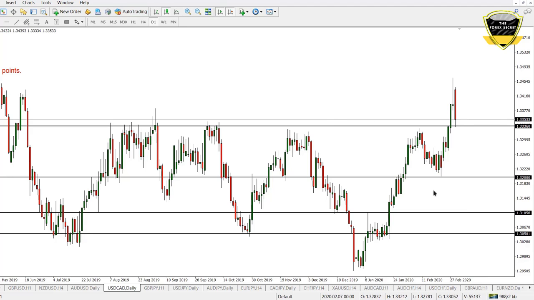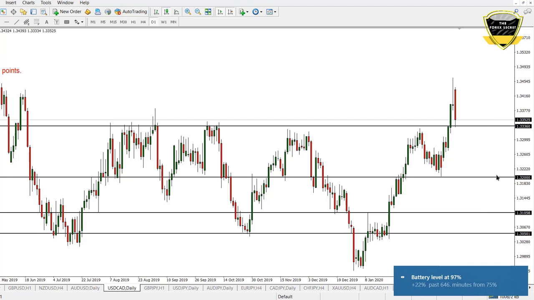Here's the alternative scenario in USD/CAD. If we see a daily candle close below the range, we will wait for the correction towards 1.3336, and then we look forward to sell with the target of 1.32.